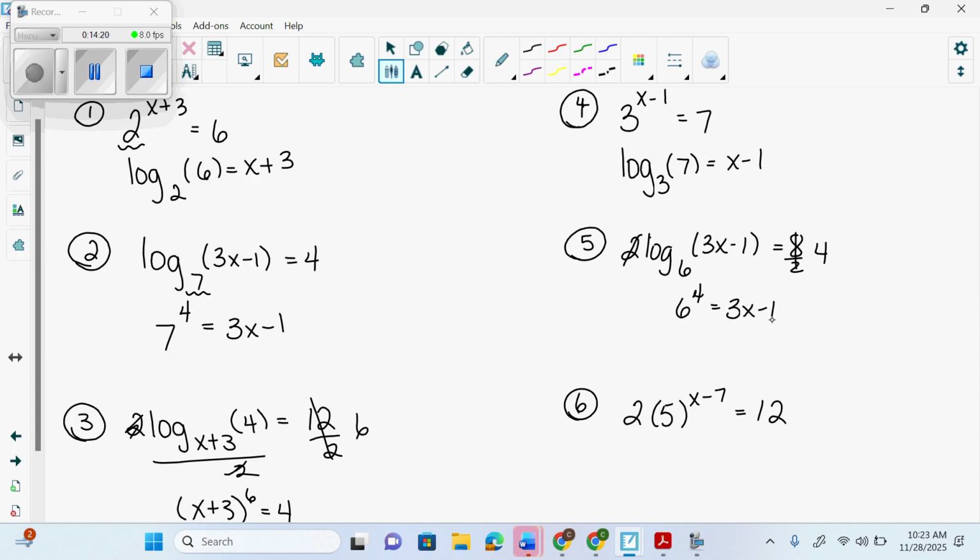And then this one gets done wrong all the time, because everyone says that this is 10. You can't put the 2 and the 5 together. The 5 is to an exponent. You have to divide the 2, because 12 divided by 2 is legal. But 2 times 5 you can't do. So you get 5 to the x minus 7 equals 6. And you get log base 5 of 6 equals x minus 7.